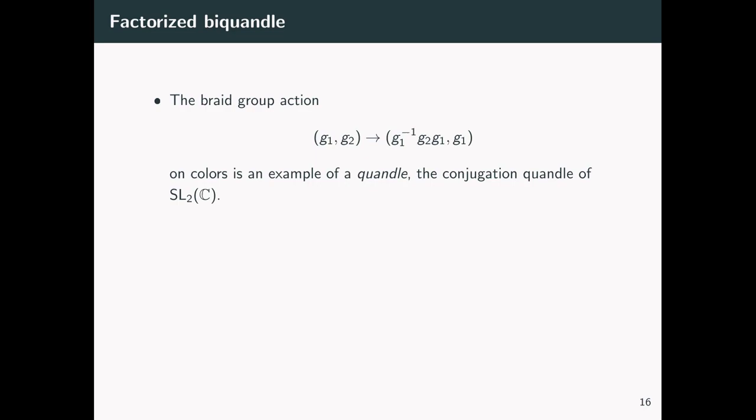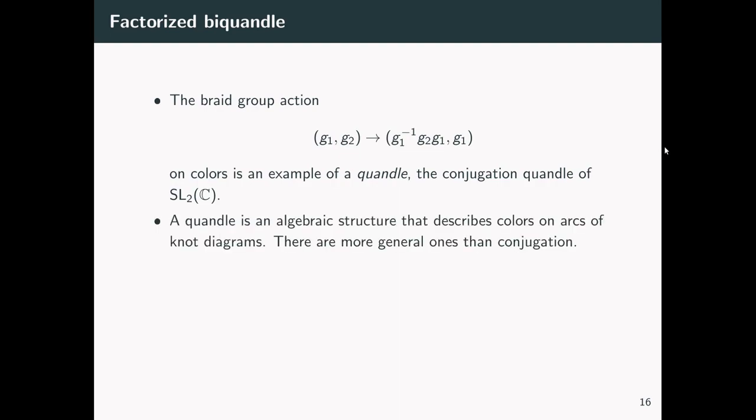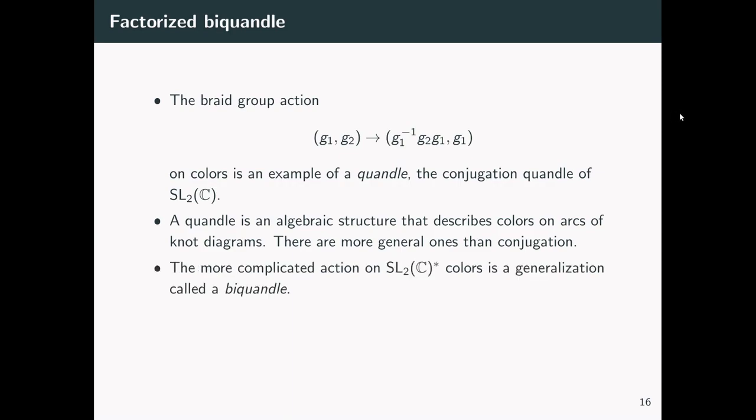So to say what I mean by that, I need to say what a quandle is. So this braid group action on the colors that we previously mentioned is something called a quandle. Specifically, it's the conjugation quandle of SL2C. A quandle is an algebraic structure that basically describes colors and arcs of knot diagrams. So conjugation is an example of that kind of thing, right? And when you do a braid, you have to change the colors in a certain way, but there are more general quandles than just conjugation. They come up in knot theory all the time.